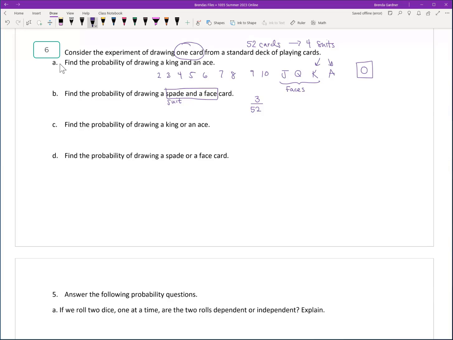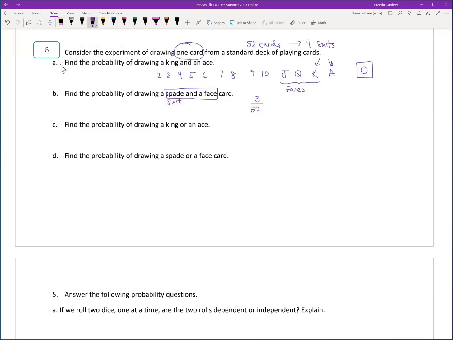Find the probability of drawing a king or an ace. And so this is where it would be helpful if you have the picture in front of you. It would take me too long to draw it all out. But if I have a king, that's a suit, right? So there are 13, sorry, there are 4. I said that all wrong. King's not a suit. It's a type. The ace is a suit. Okay, we're going to start all over there.